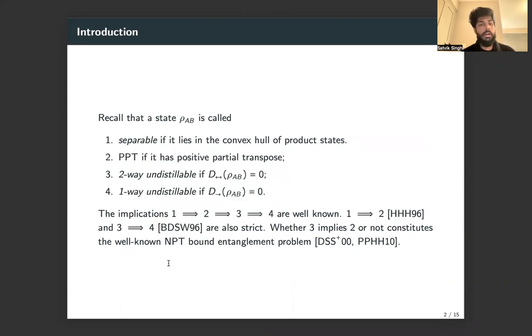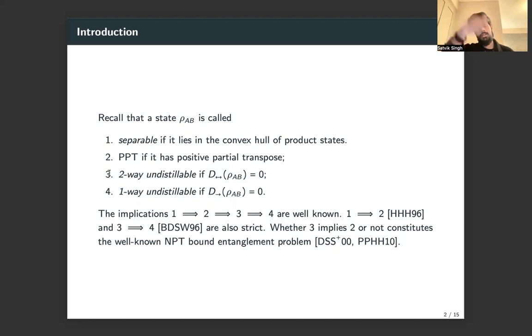Let us also recall that a bipartite state is called separable if it lies in the convex hull of product states. So basically you can write it as a convex mixture of product states. It is called PPT if it remains positive under the operation of partial transposition. So you just apply transpose on one part and your state stays positive under that. We call the state two-way undistillable if the two-way distillable entanglement of the state is 0. Similarly, we can define one-way undistillability.